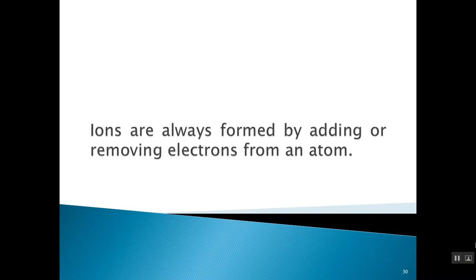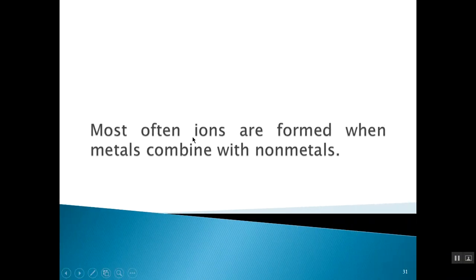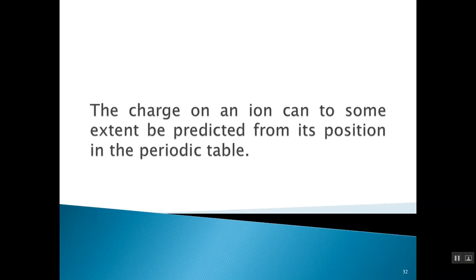Okay, so ions are always formed by adding or removing electrons from an atom. Most often ions are formed when metals are combined with nonmetals, and this is typically how ionic compounds are formed. Now there are a few exceptions to this, but we'll get into that later on. But in the main, whenever you have a metal combining with a nonmetal, we have the formation of an ionic product. And the charge on the ion can be, to some extent, not always, but to some extent, predicted based on the position of the element in the periodic table.